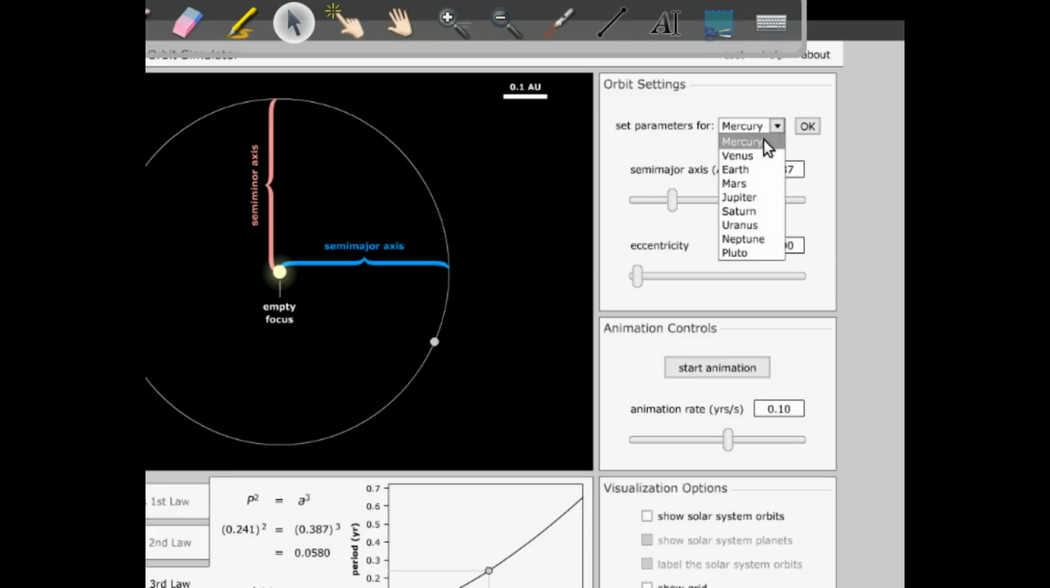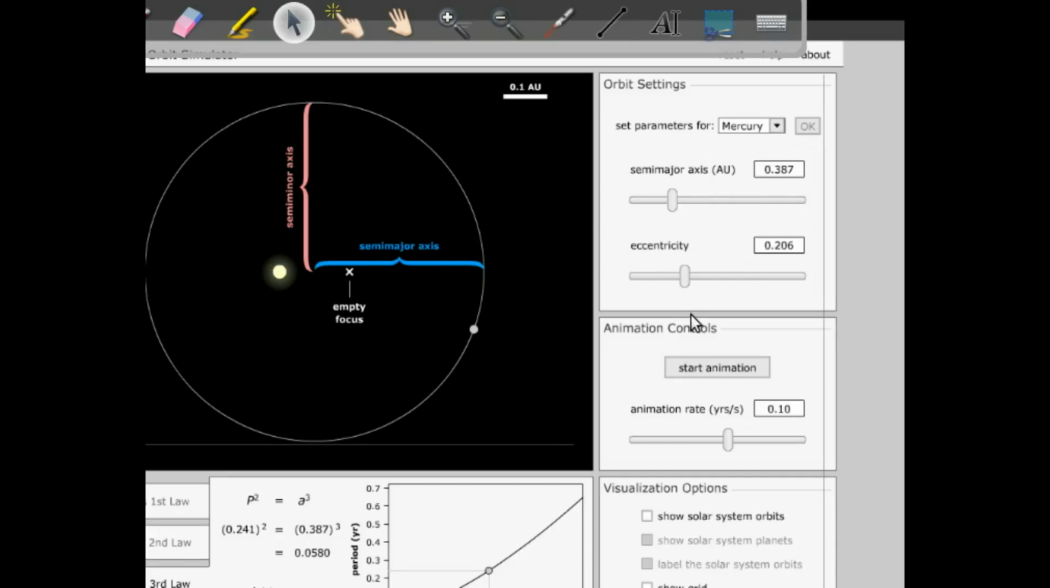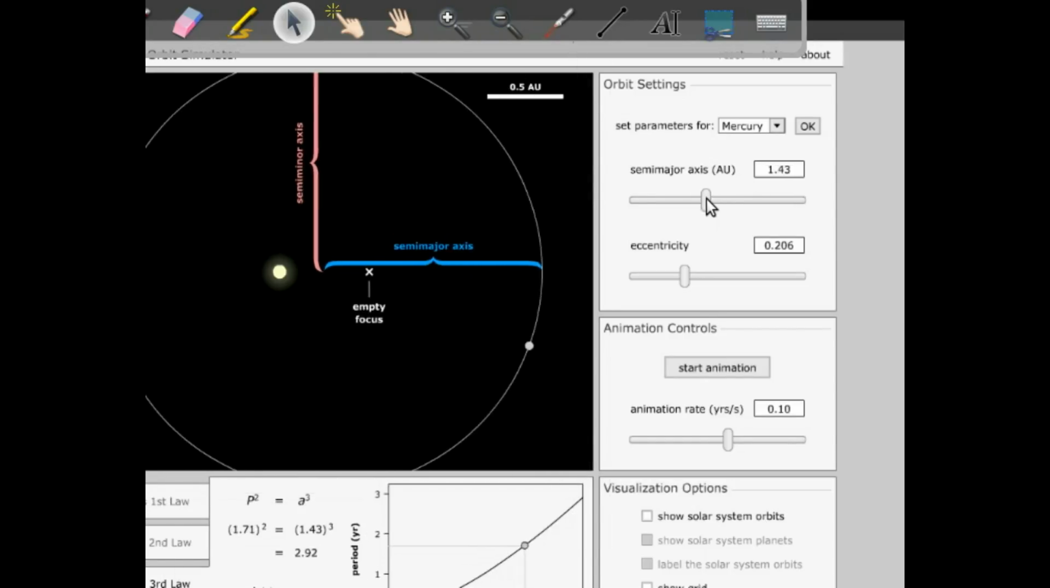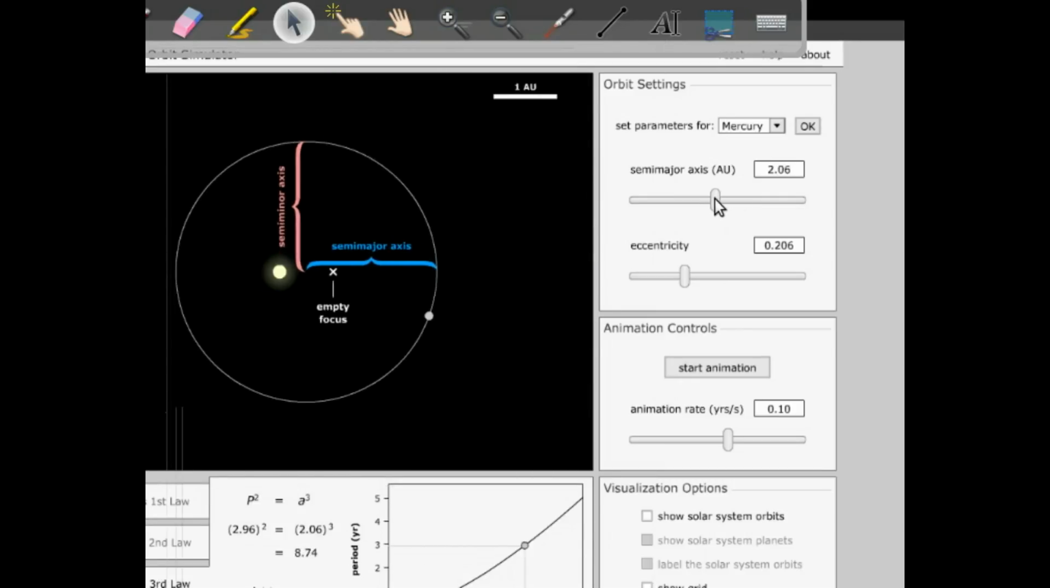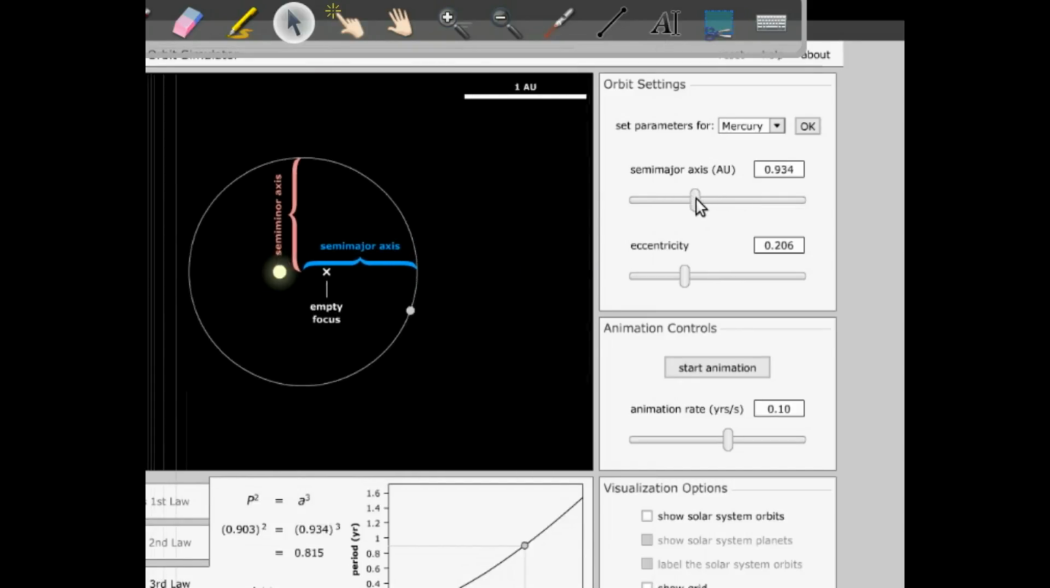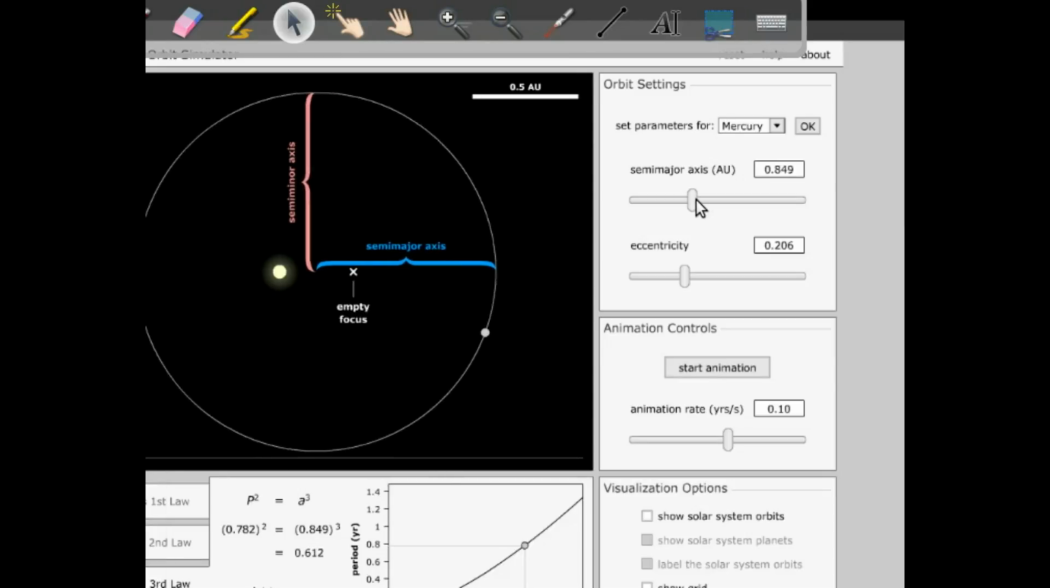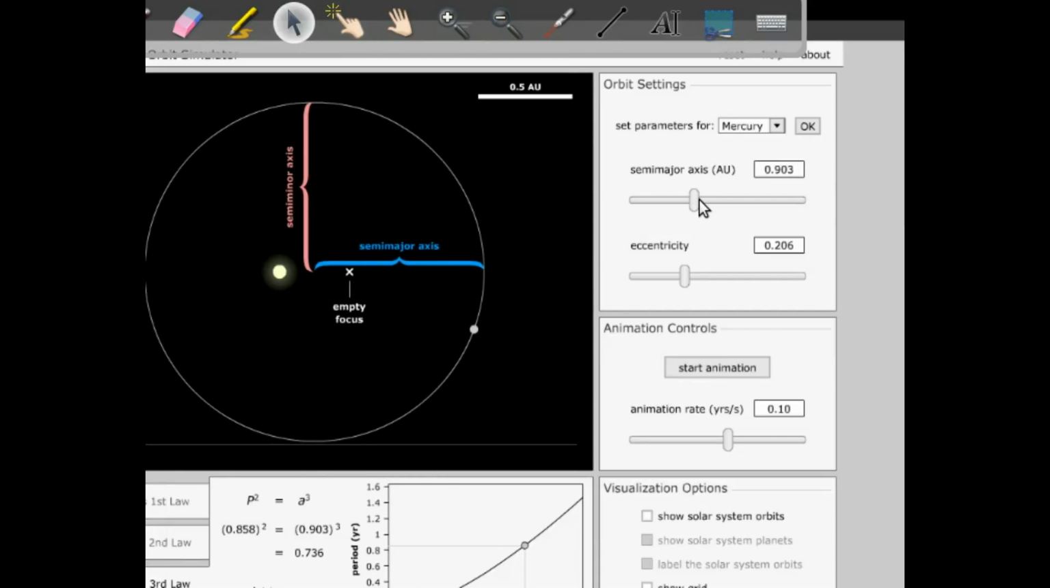For Mercury, this A is 0.387. Look at this, 0.387. The distance between Mercury and the Sun is 0.387, whereas the time period is 0.241. If I increase the distance of the semi-major axis, for example, if I take it as 1.